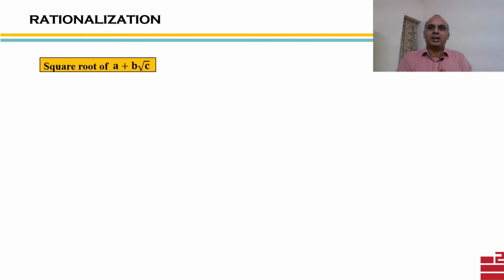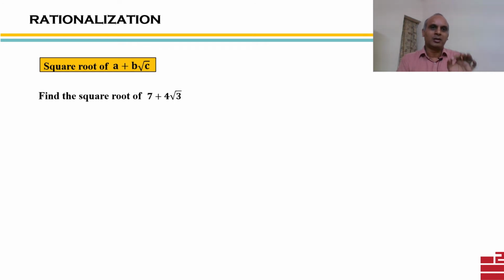Let's now focus our attention on the next part, which is how to find the square root of numbers of the type a plus b root c, square root of such numbers. There is a well-defined technique of finding the square root if it's a pre-planned number, meaning it has data which is pre-planned. So let's take some examples. Let us find the square root of 7 plus 4 root 3.